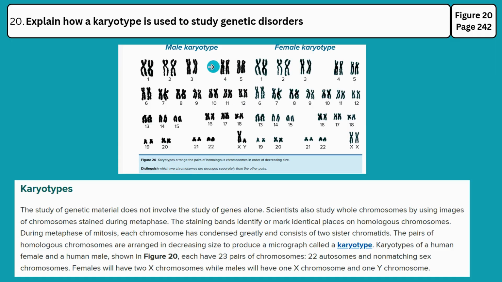So if they give you this figure and say, what is it? It's a karyotype. They might say, which one is a male? So you will see the last one. If you have XY chromosomes, you will say male. XX, you will say female.